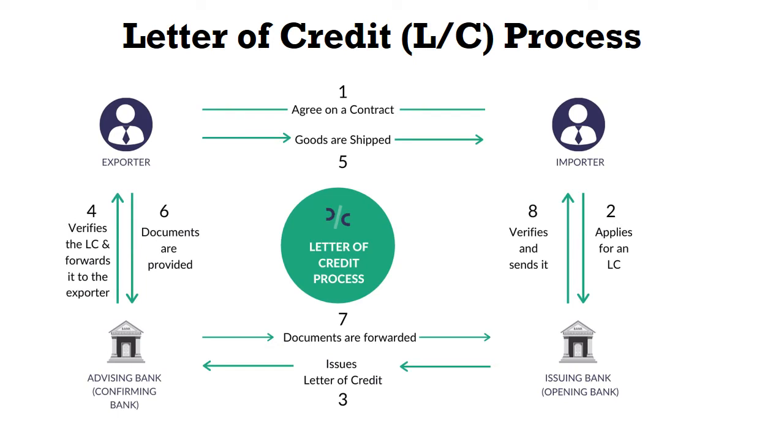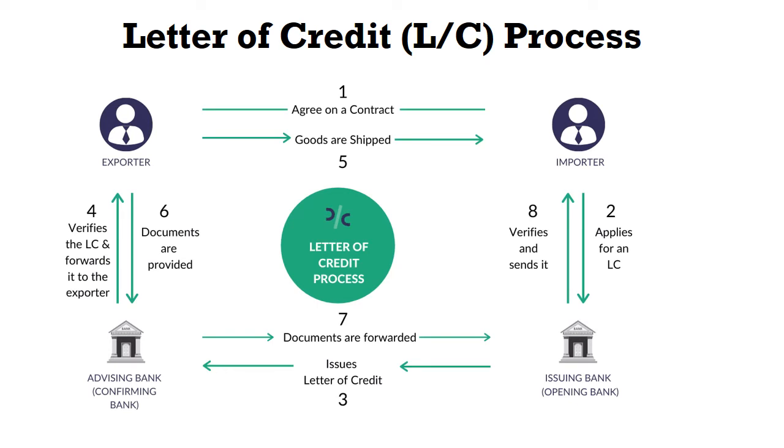a chart of LC, how it is going to process. You can see it one by one. It is very easy. I took this chart from Google. You can see the numbering is there. The first one is agree on the contract. For example, that's the importer and the exporter. They are going to agree on all the terms of the agreement.